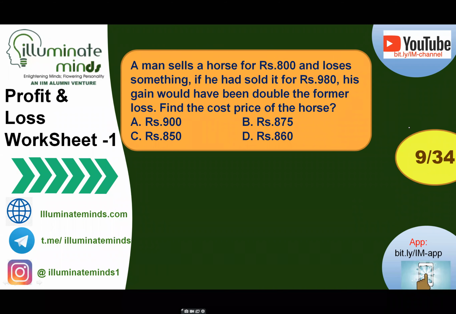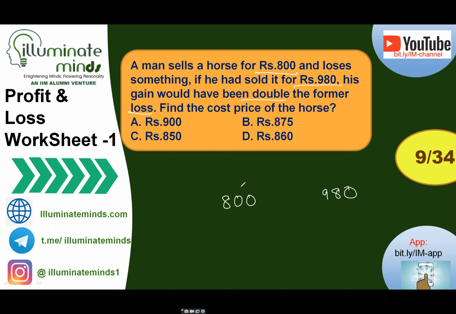Okay. Next one, question number 9. A man sells a horse for rupees 800 and loses something. If he had sold it for rupees 980, his gain would have been double the former loss. No problems. He sells a horse at 800 and loses something. If he had sold it for 980, his profit would have been double.